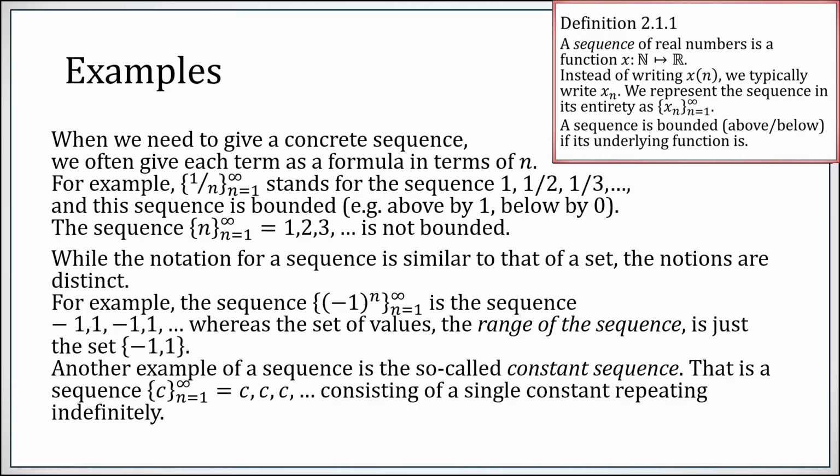So another example of a sequence is the so-called constant sequence, where this number does not depend on n. So for every n, you simply get the same constant over and over again. So this is a sequence where you simply repeat the same number over and over. As a sequence, it appears again and again. If you were just looking at a set of values, there would just be a single element.